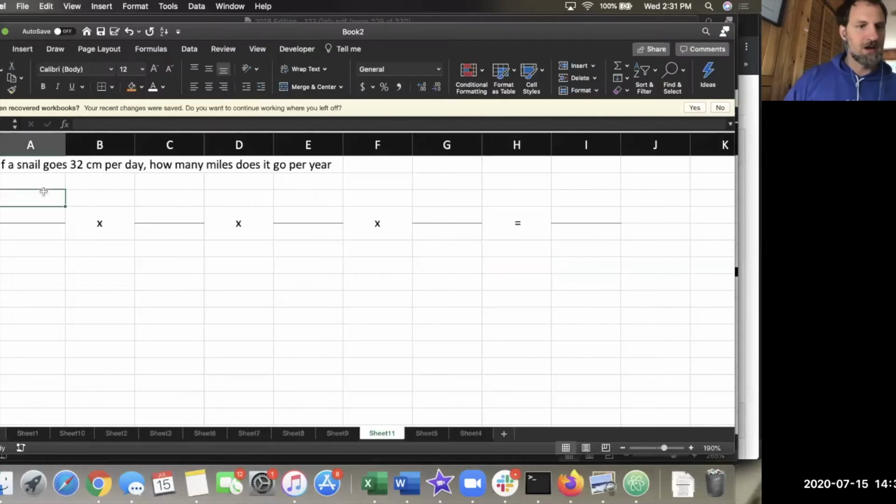All right. So if a snail goes 32 centimeters per day, how many miles does it go per year? So the key to this, first of all, we're not doing anything different in terms of fractions, crossing things out, picking ratios. But what is different is my initial thing is not just a single unit, but a ratio, a rate, because I have 32 centimeters for every 1 day. So now it's not 32 centimeters over 1, it's 32 centimeters over 1 day.